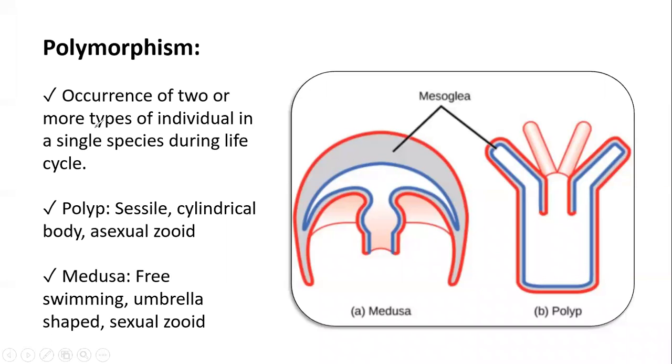Polymorphism: occurrence of two or more types of individuals in a single species during the life cycle. Polyp: sessile, cylindrical body, asexual zooid. Medusa: free swimming, umbrella shaped, sexual zooid. Clear with that?